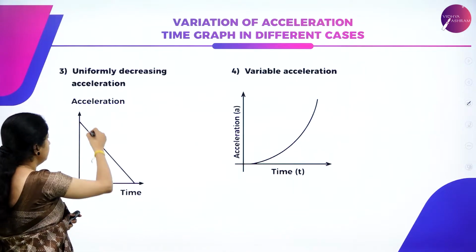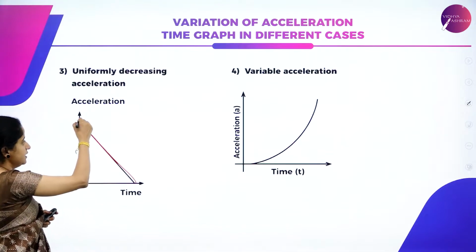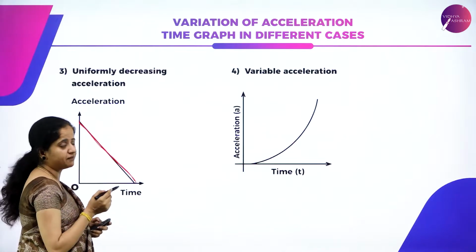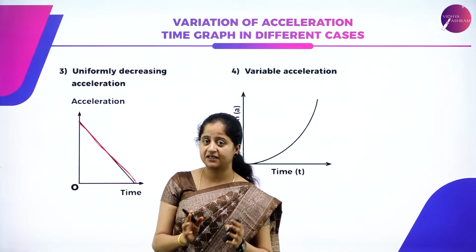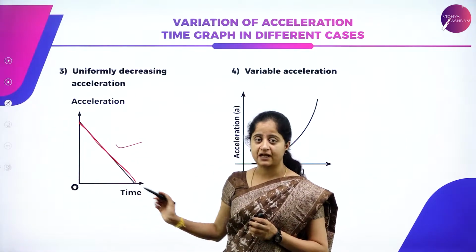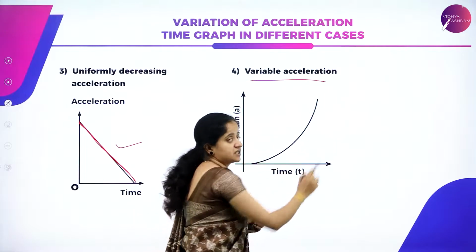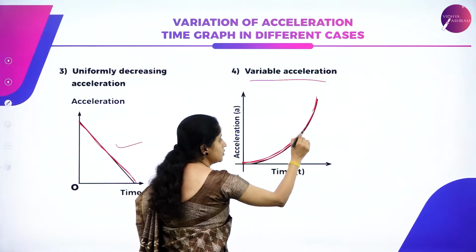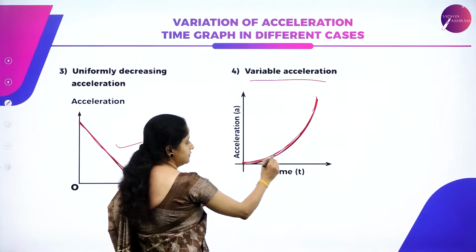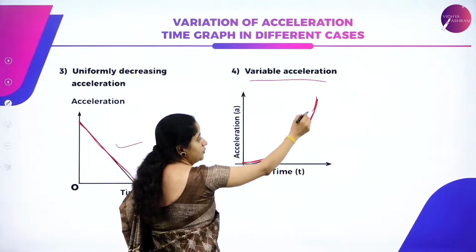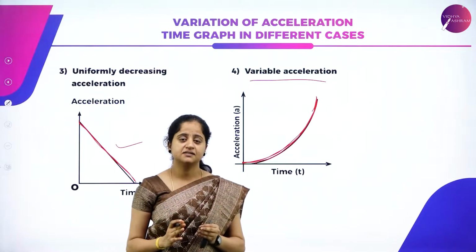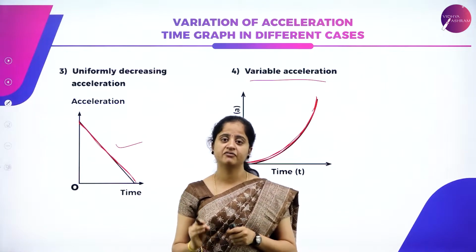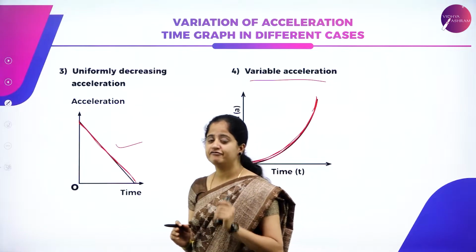Next we have uniformly decreasing acceleration. You can see here the value is getting decreased. The acceleration of the body is decreasing with respect to time. So any body which has uniformly decreasing acceleration is given by this graph. Next we have variable acceleration, which means the acceleration is changing with respect to time. So varying acceleration is shown like this. You can observe here that acceleration is varying from point to point with respect to time. So this is about the acceleration time graph. So far we have discussed the position time graph, velocity time graph, acceleration time graph and their various cases.